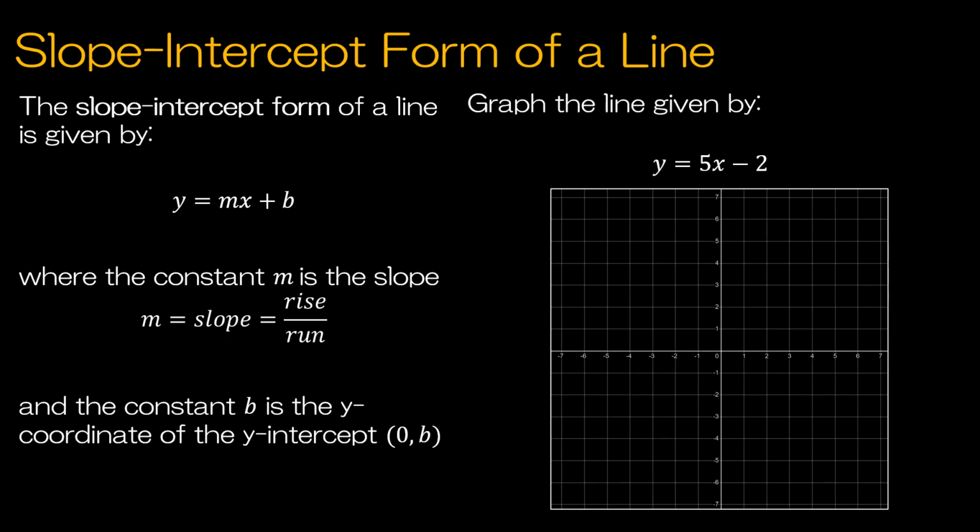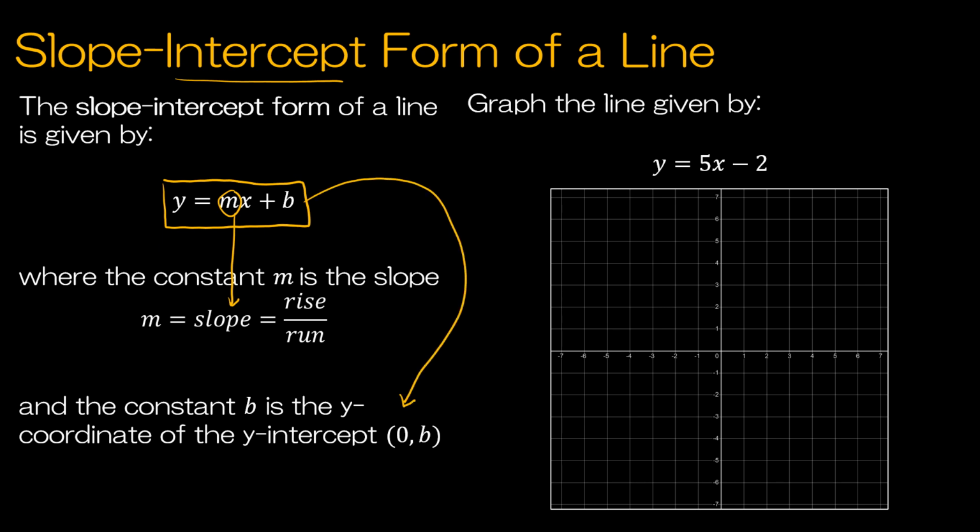One of the most helpful forms of linear equations is the slope-intercept form of a line. And that is given by y equals mx plus b, where m is the slope that we just talked about. m is rise over run. And b is, of course, since it's called slope-intercept form, the y coordinate of the y-intercept. So if you would like, you can write that as 0, b.